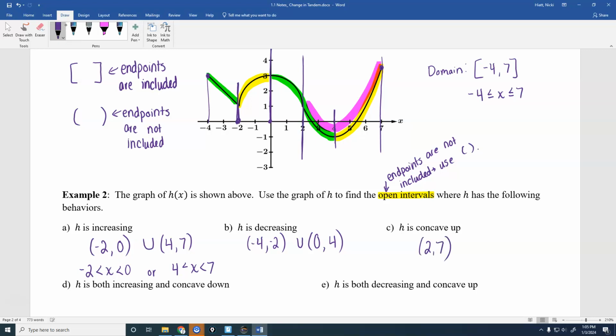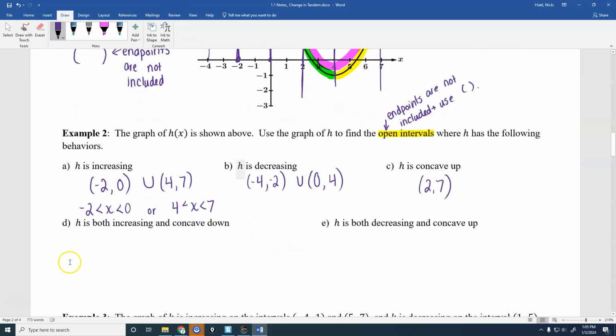Okay, it doesn't ask for concave down, but -2 to 2 is concave down. What about -4 to -2? It's decreasing. What about its concavity? Is it curved? It is not. So that does not have any concavity. If they were to ask about it, it's neither concave up nor concave down. It's just constant. It's constant rate of change there.